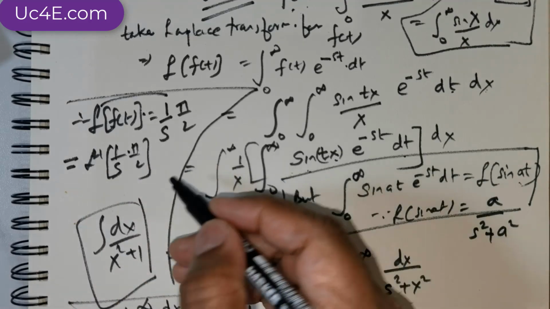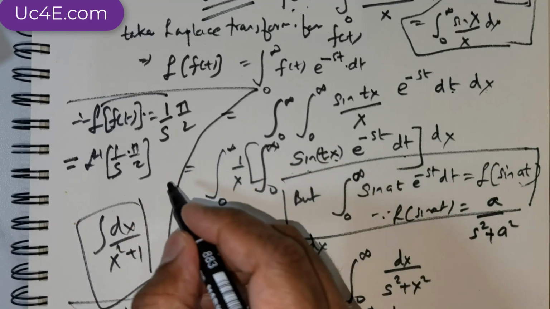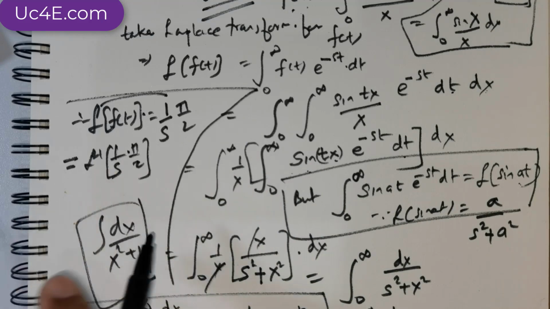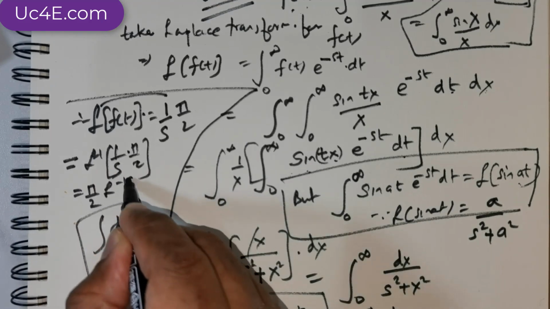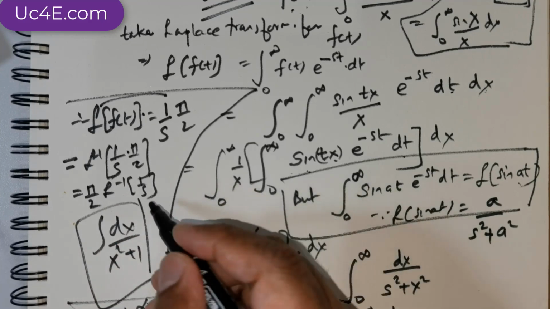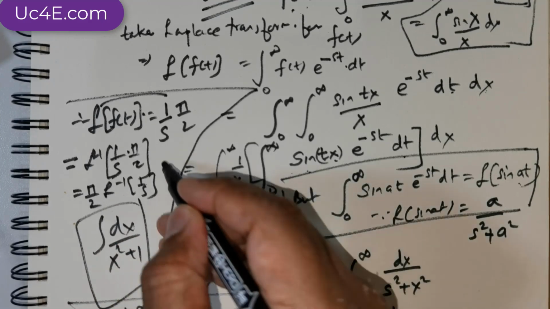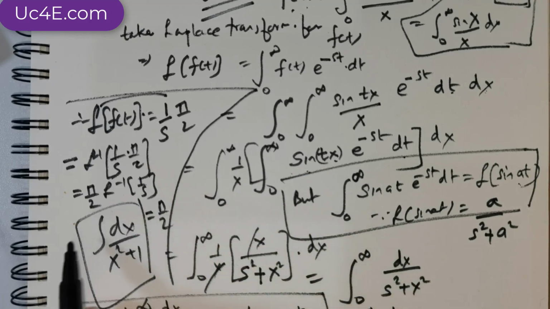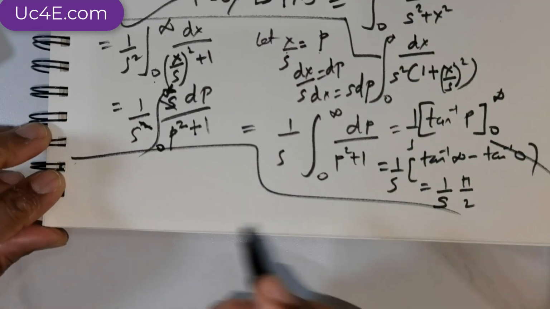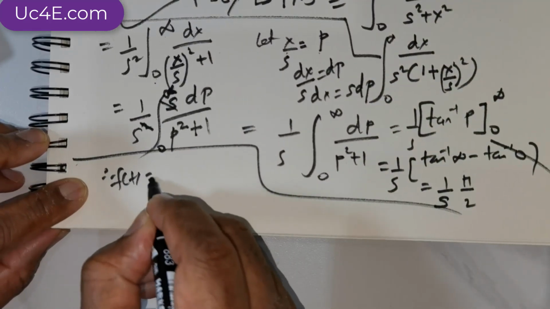Now Laplace inverse is a linear operator, so you can take the constant out. Taking the constant pi over 2 out, you get L inverse of 1 over s. But what is L inverse of 1 over s? That's nothing but 1. So that is equal to pi over 2. Subsequently you have f of t equal to pi over 2. So let me write that down here: f of t is equal to pi over 2.